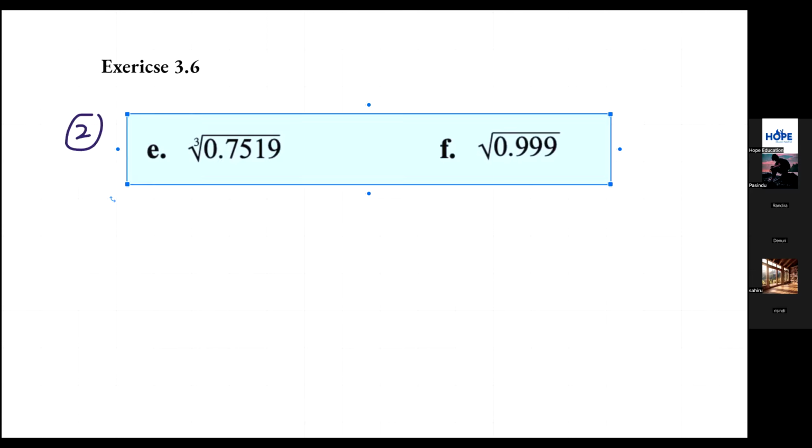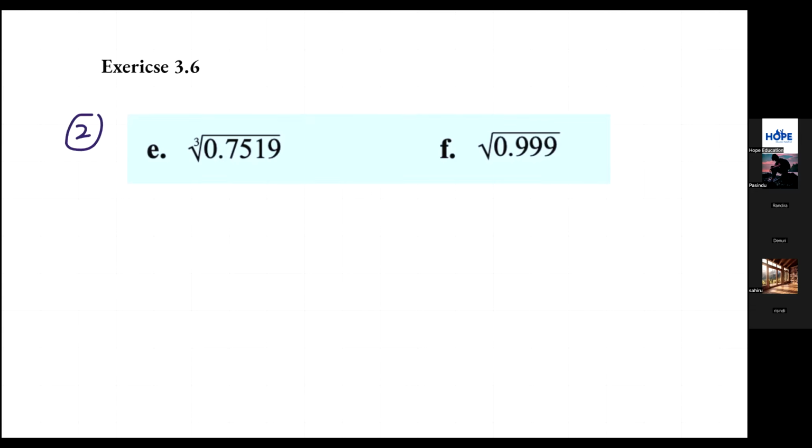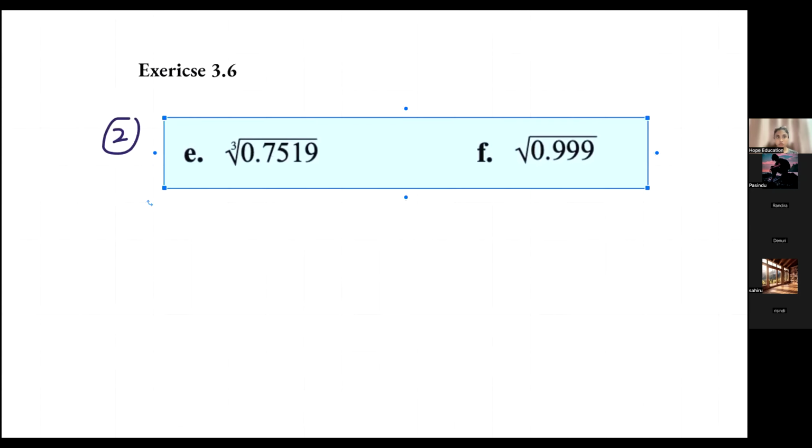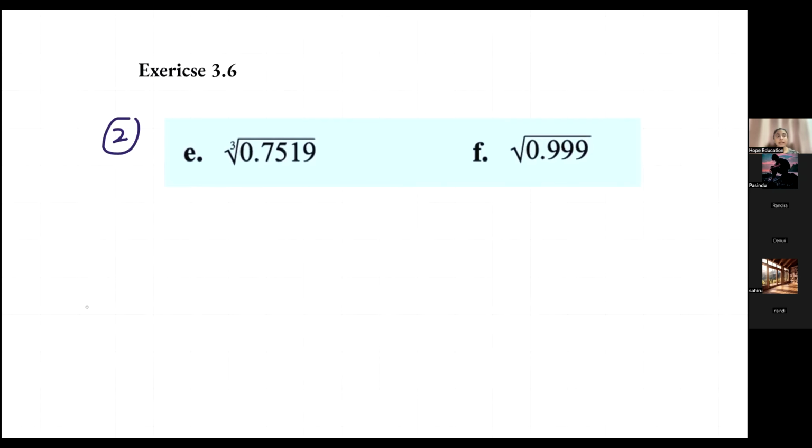So in this question, we have to find the cubic root of 0.7519, right? We have done examples like this, so you should be able to do this. Let's see if your answers are correct. For the answer I will introduce some letter because it's easier. You can put any letter you want. I will call the answer x.